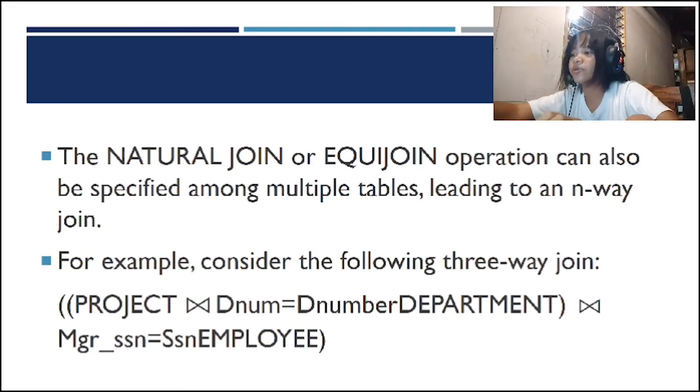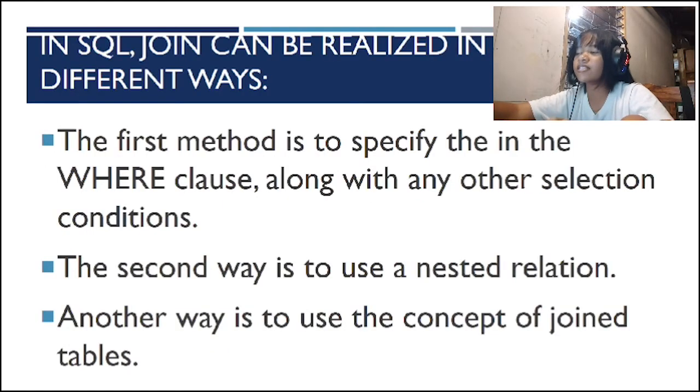In SQL, join can be realized in several different ways. The first method is to specify the join condition in the where clause along with any other selection conditions. This is very common and is illustrated by queries in sections 6.3.1 and 6.3.2 as well as by many other query examples in chapters 6 and 7 by other reporters. The second way is to use the nested relation as illustrated by queries in section 7.1.2, and another way is to use the concept of joined tables as illustrated by the queries in section 7.1.6.